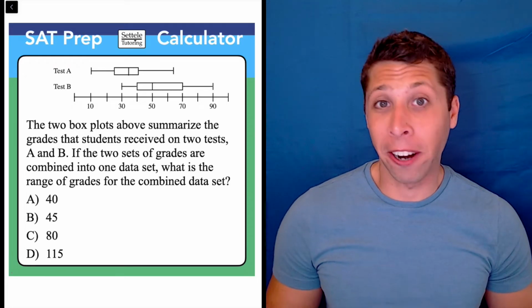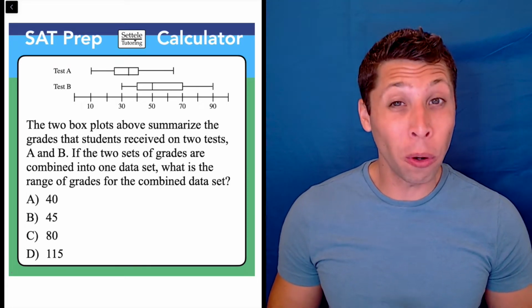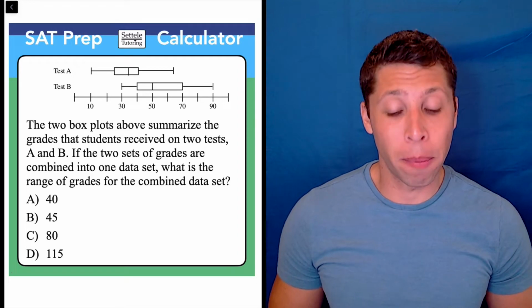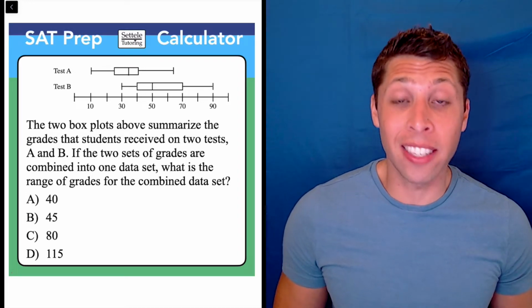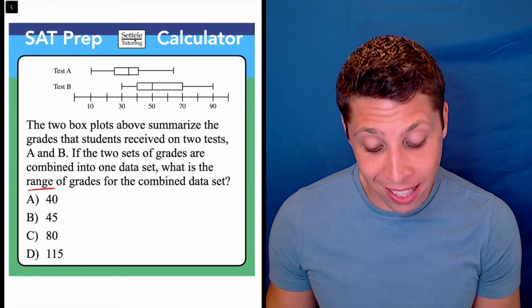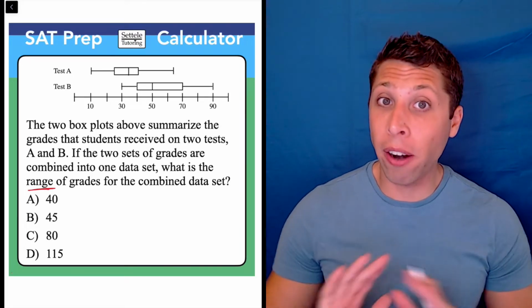Box plots are scary because we don't see them very often in school or even on the SAT. They're very rarely on there, but when they do come up, they can be a pain. In this case, though, they're asking about the single easiest thing that we need to know about box plots. That's the range, okay? Range is very easy to calculate.